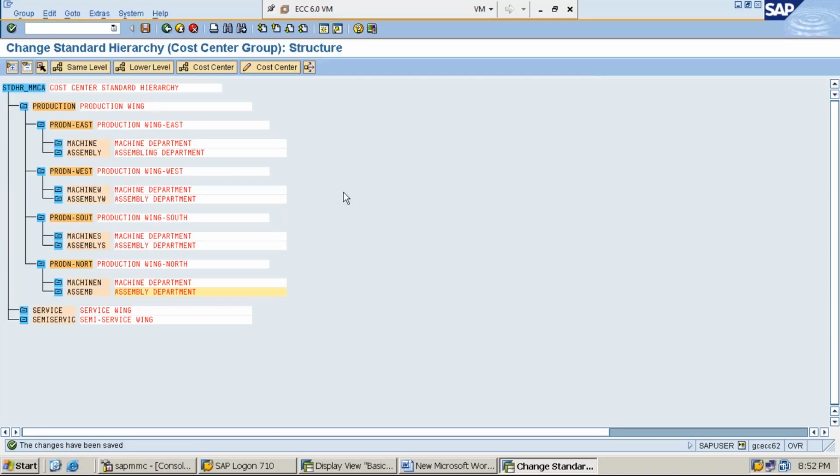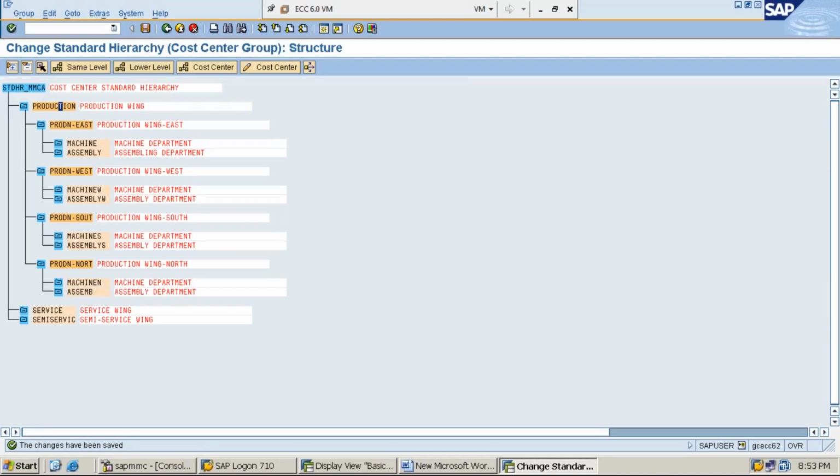Right. So if you observe carefully, what I have done is initially I have divided my organization into three wings: production, service, and semi-service. Again, I have divided this production wing into east, west, north, south. Again, in east, I am maintaining machine and assembly department. Understood?